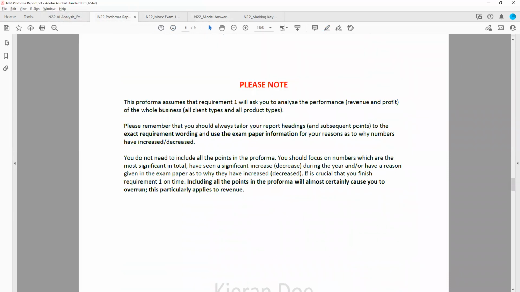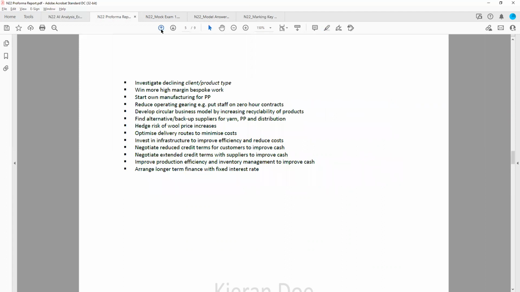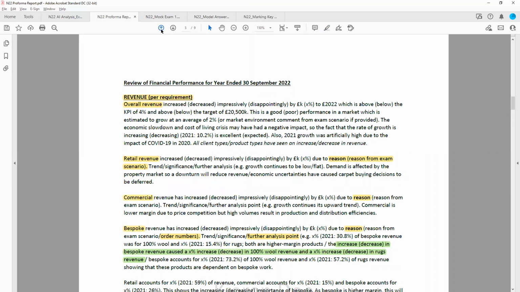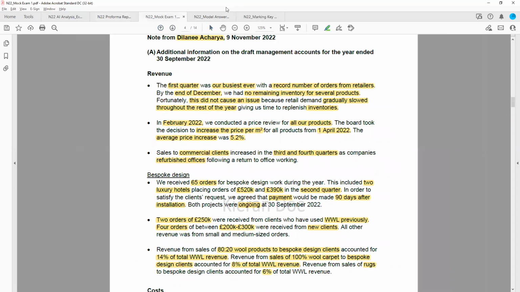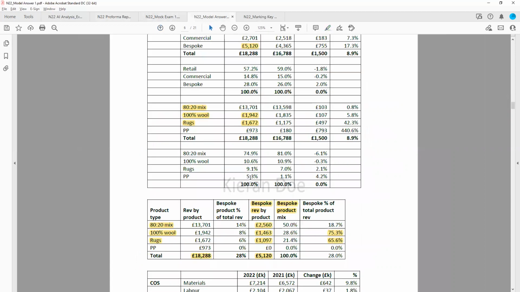So which ones have had the most significant increase or decrease in the year, or if there's a reason from the exam paper as to why they've gone up or down, then I'm, of course, following that golden rule, trying to use the exam paper information as much as possible. Of course, there's a justification that it is one of the most significant numbers in total. It is the most significant product type because it's the biggest. So you could possibly include it for that.